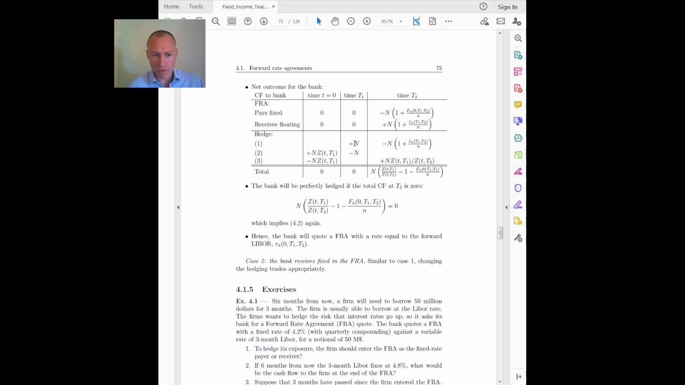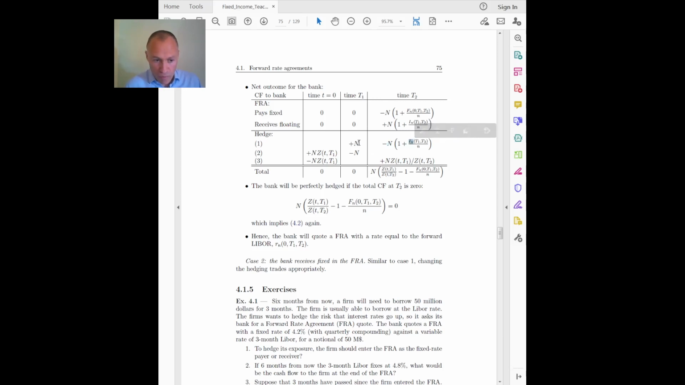I first borrow, receive, and then pay. Now the question is how much? Well, if I look at this, this is what? This is just the notional amount compounded at some rate. So this is basically just a loan at this interest rate.